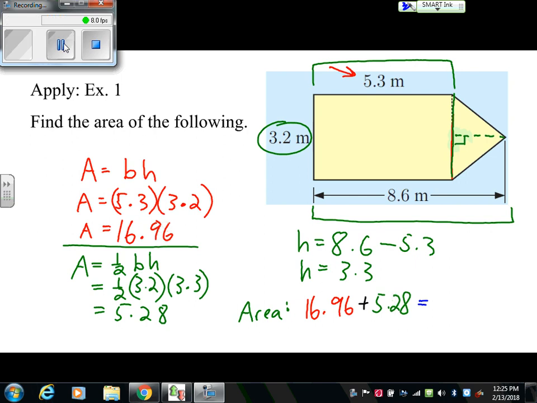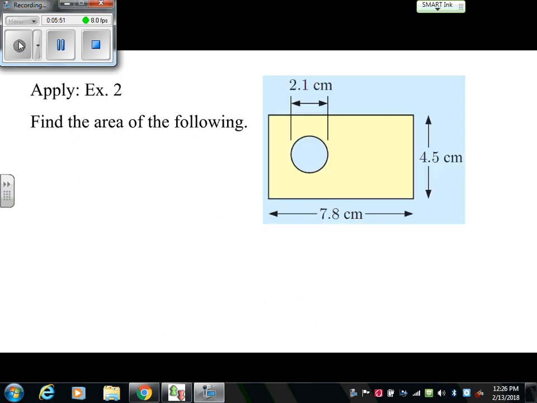And I end up with 22.24. Now, since I'm here at the end, I should put a label on. We were using meters throughout this problem, and since it's area, it needs to be meters squared. Now, that's 4 significant figures, but I didn't round anywhere, so I don't need to round this, and I would advise against it. All right, on to our next problem.